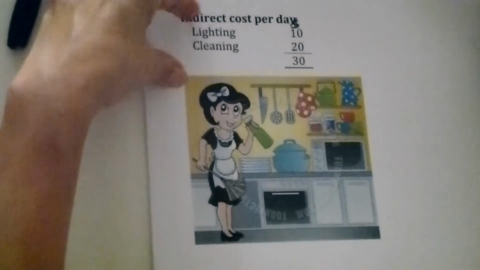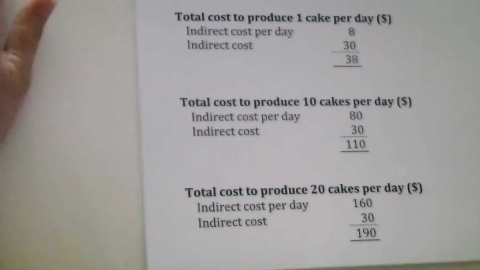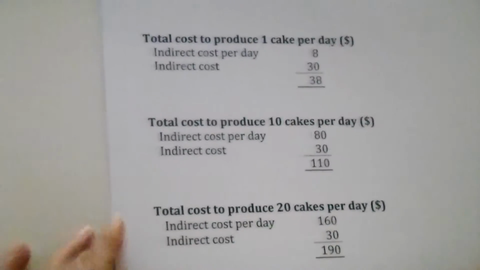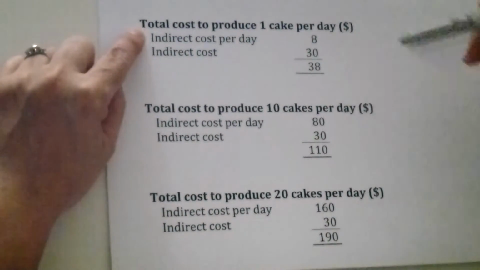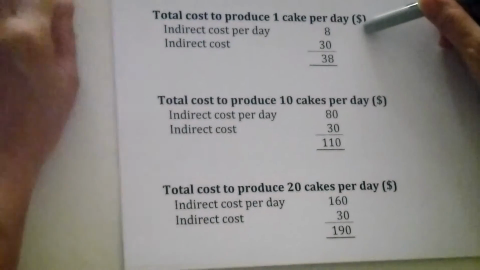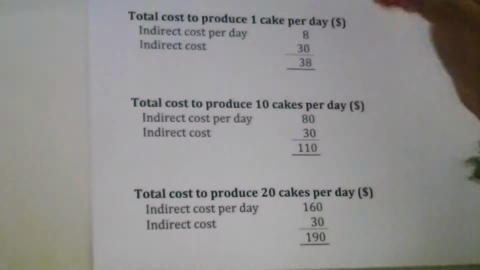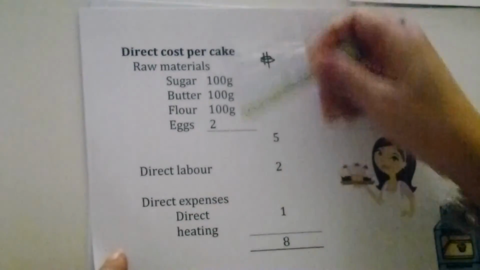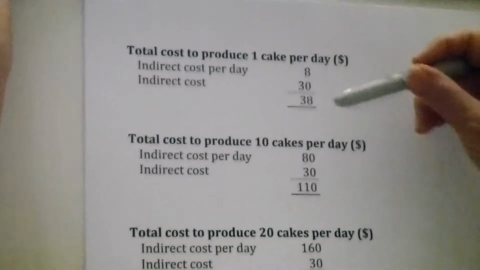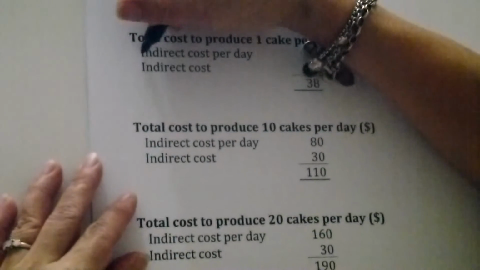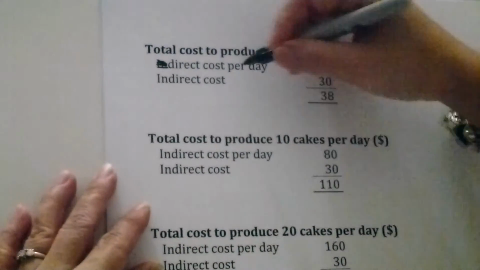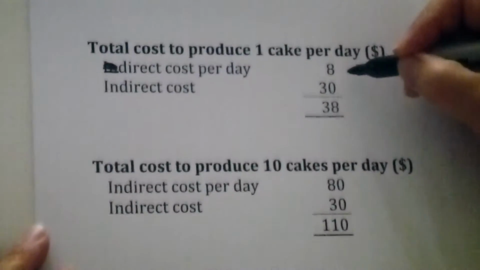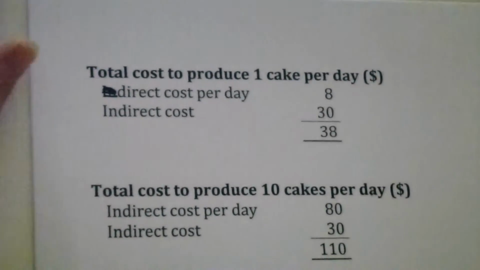Okay, now let's take a look at the next one here. So here, in order to make 1 cake per day, your direct cost per day is $8. Your indirect cost is $30.